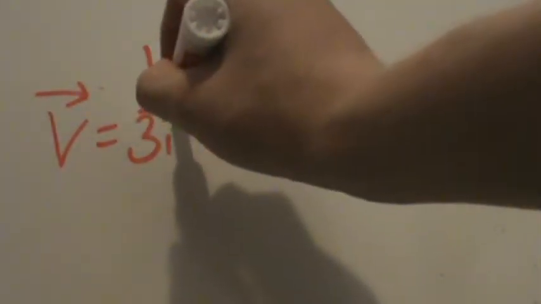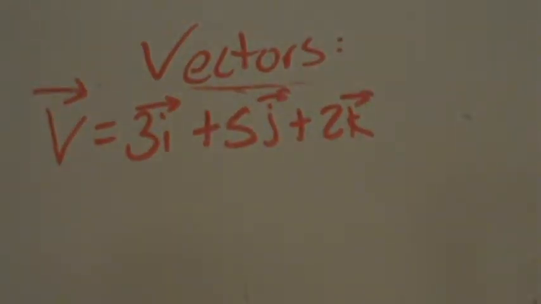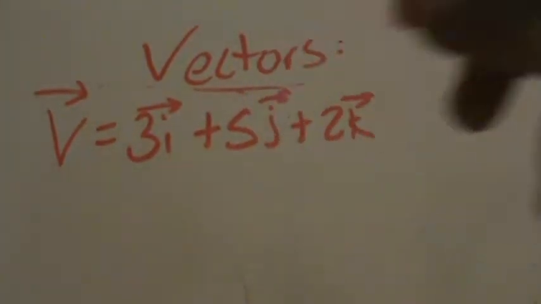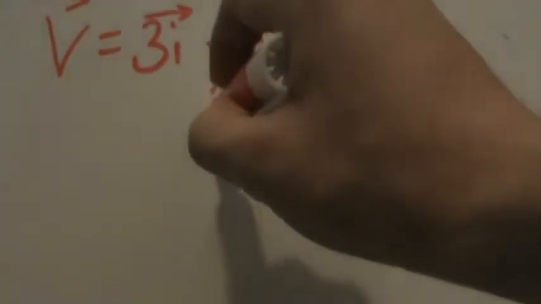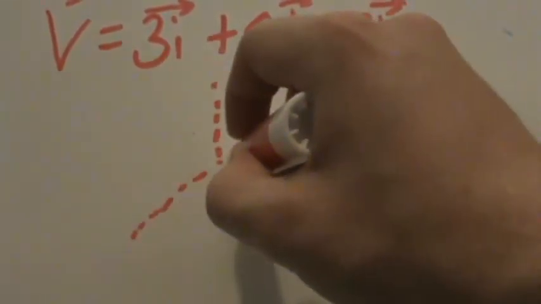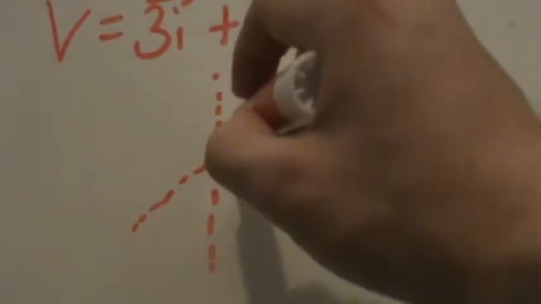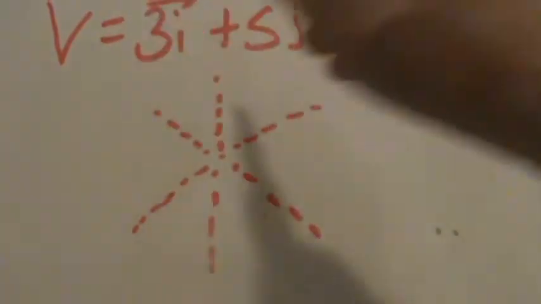So how would we graph this? Let me first make our little three-dimensional plane. Okay, so this is R3, or our three-dimensional plane, and basically the same idea of graphing this is the same way.